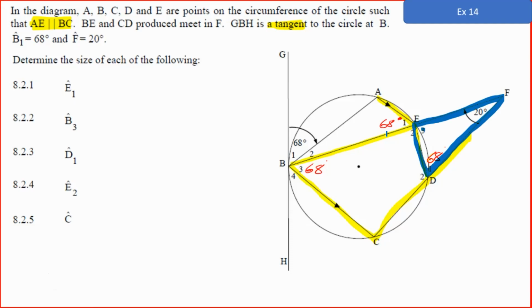Let's draw it for guys who couldn't see it. We have to help everyone today, right? So you guys who cannot see that, we are saying that E2 is equal to 68 plus 20, giving you 88 degrees. And the reason, Mr. Matthews, who told us that answer?